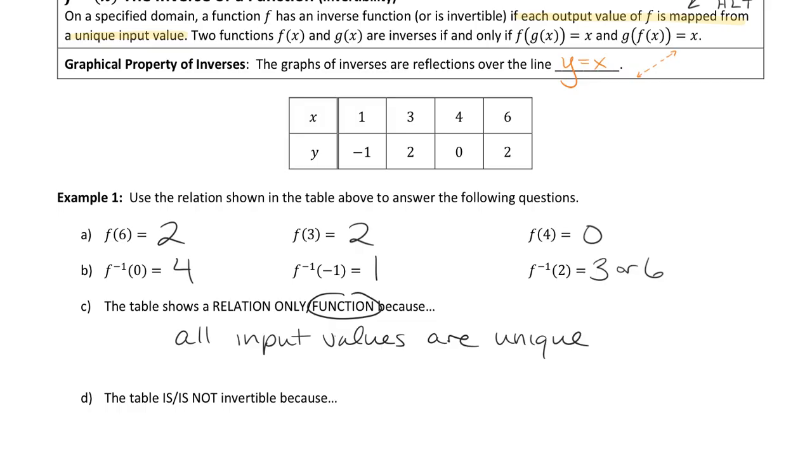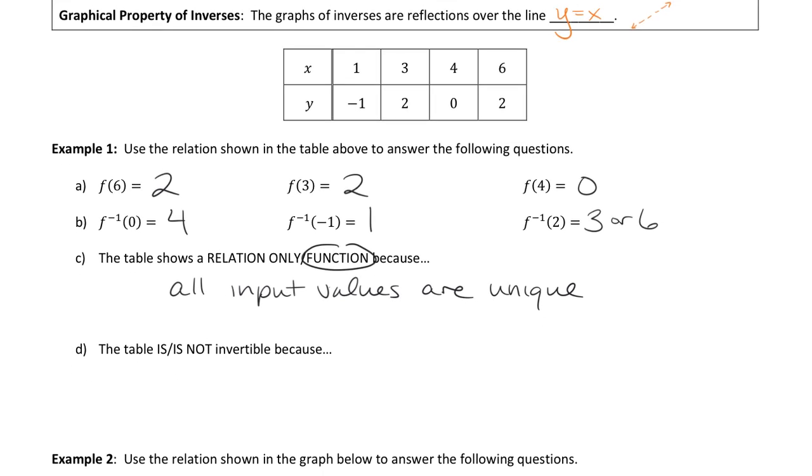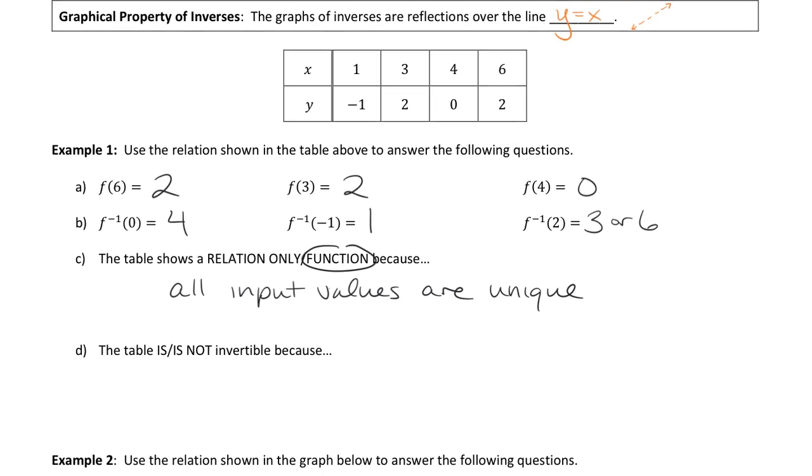But the question goes on further, and it asks you, is this table invertible? This is where we have to look at the outputs, because the definition that we highlighted in yellow at the top of our page says a function is invertible if each output is mapped from a unique input value. Did this one output, 2, get mapped from a single x value? It got mapped from 2 of them, right? So is this invertible? No, this is not an invertible relation or function.